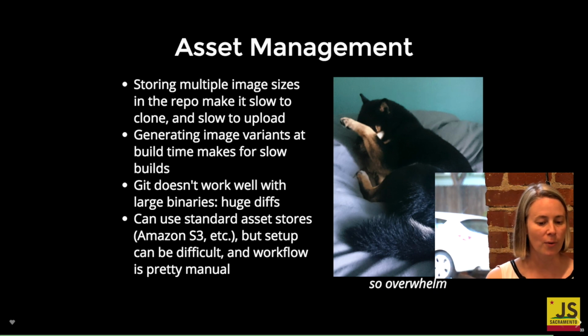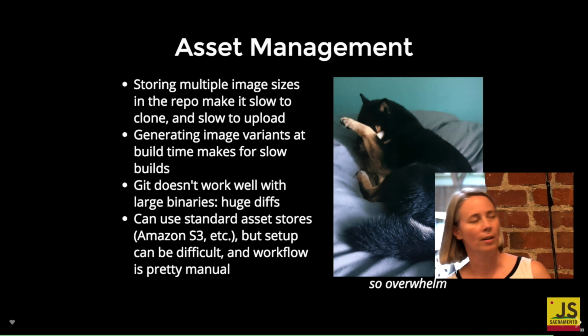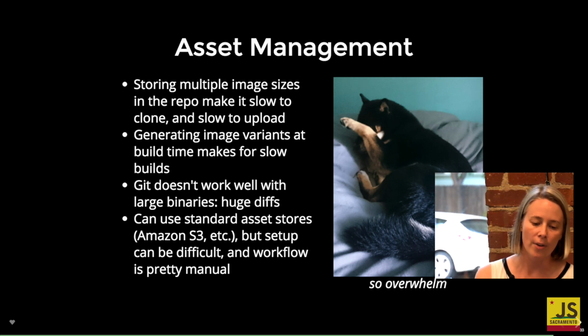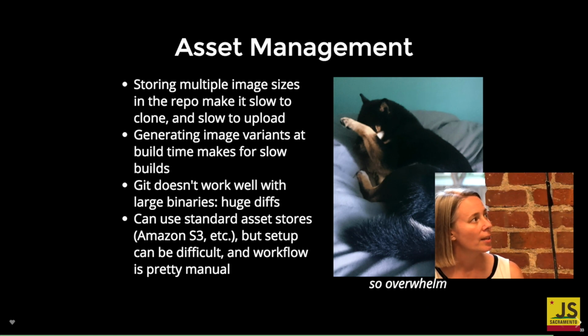Another thing you can do though is have one version of each image, which still eventually is going to hit scaling issues, and then generate those image variants at build time. But again, that's going to make for really slow builds. Another option is to use standard asset stores like Amazon S3 or things like that. Setup for those can be difficult, and the workflow at this point usually is fairly manual.